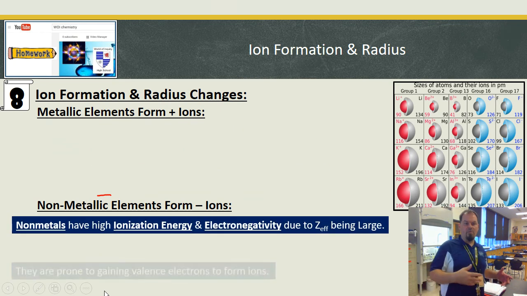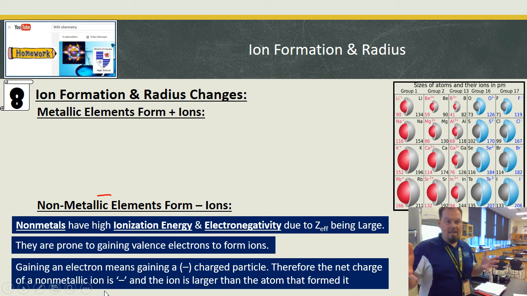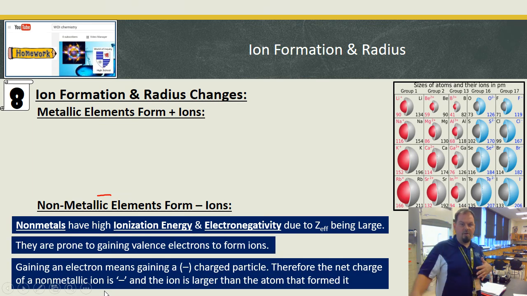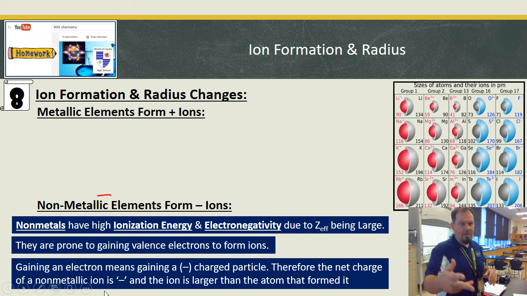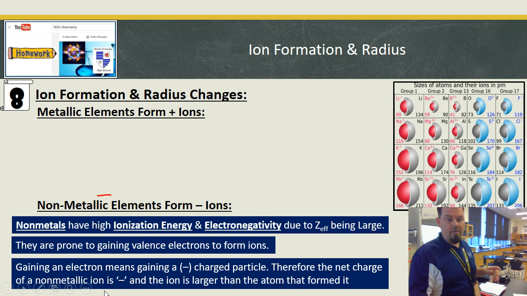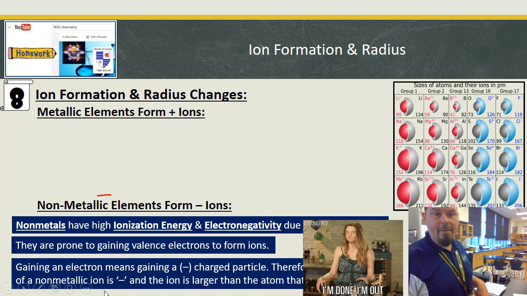Non-metallic atoms have high ionization energy and electronegativity due to their large Z effect. That's just talking about how good the protons in the nucleus are at pulling. They're prone to gaining valence electrons. They're gaining a negative, therefore their ion will be negative. Their ion is larger. There's that picture again in color to help you figure out what happens to the ions.